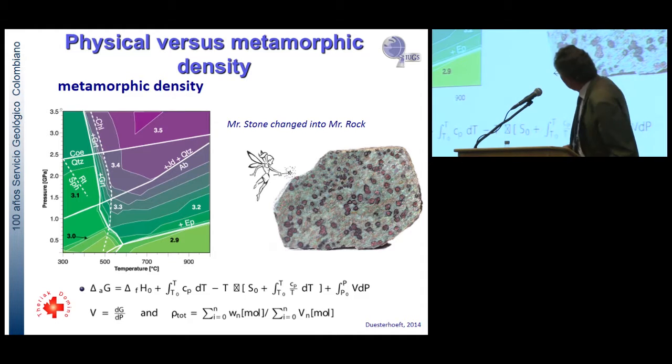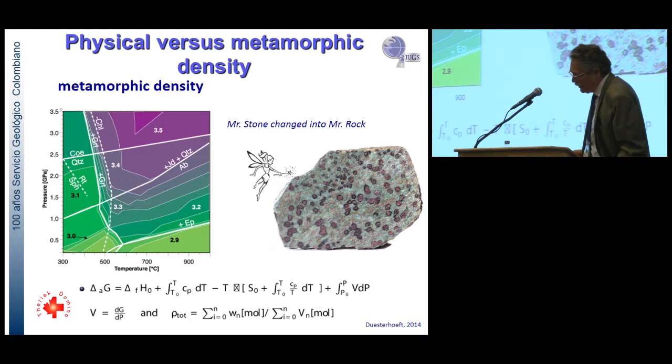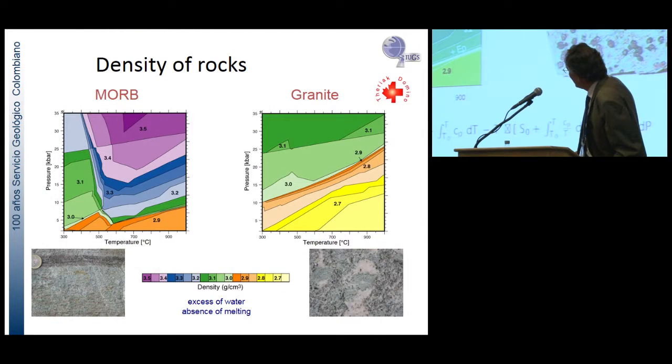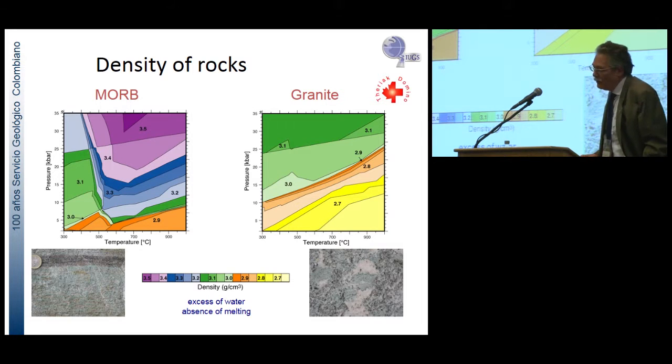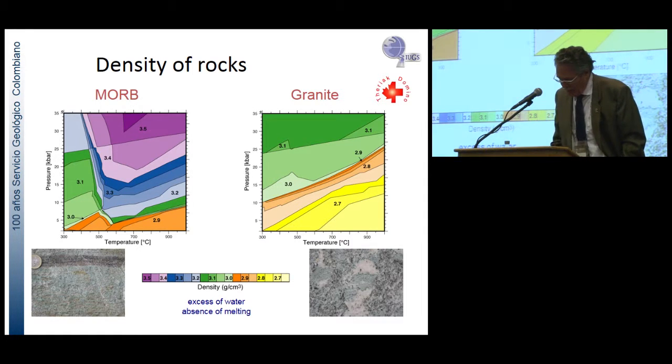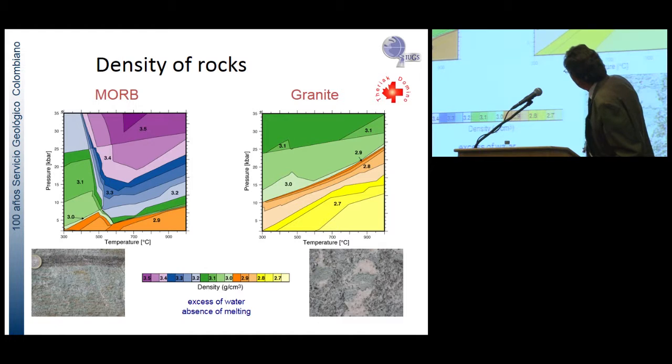Now, this metamorphic density, as we call it, can be used further if we are going to look at rocks. Here is just an example to show you that, of course, it is dependent on the rock composition. A diagram calculated the same as the one before, not for the eclogite I was showing, but for a general MORB composition taken from literature. And here, the density diagram calculated for a granite.